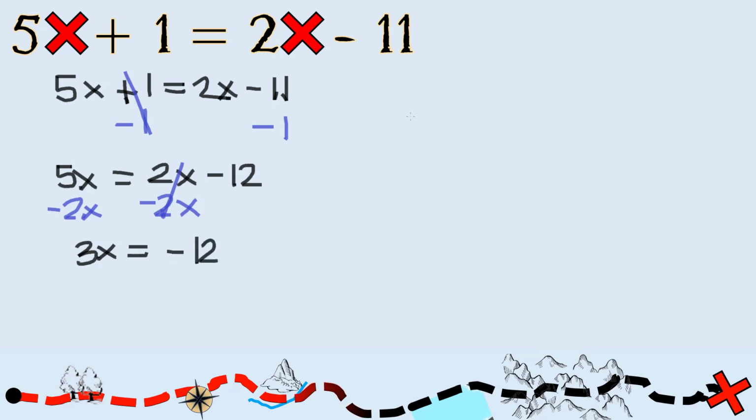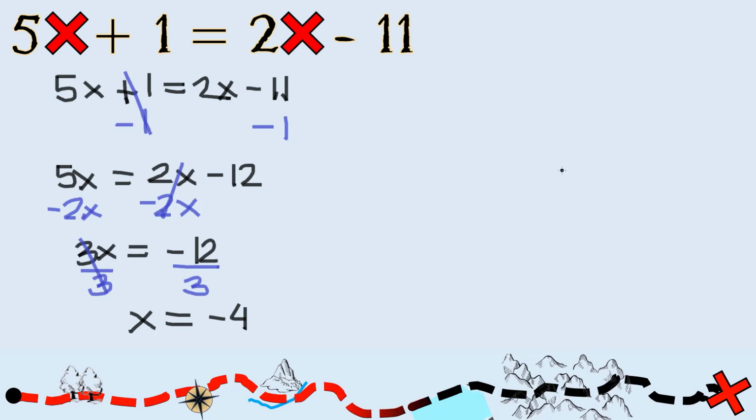To finish this, we can divide both sides by 3, so that 3 divided by 3 is 1. Do the same thing here. We will have our final result for our unknown, which is the ratio of negative 12 over 3. That's negative 4. This is the value of our unknown.